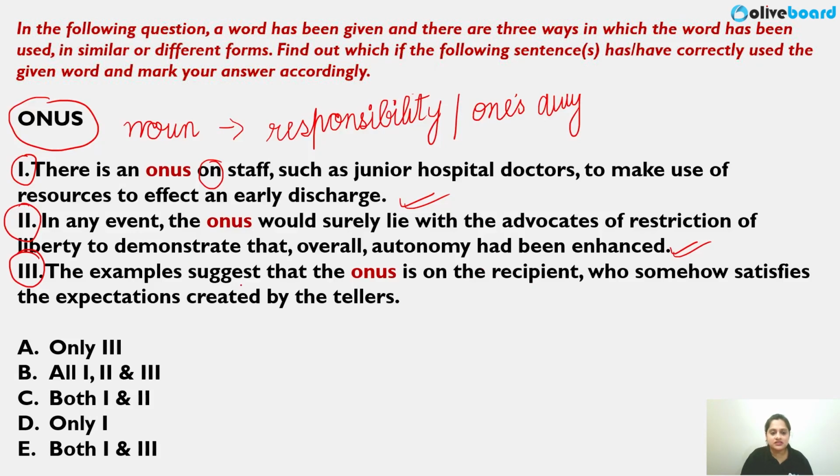The examples suggest that the onus is on the recipient. See, the burden is on the recipient. The responsibility, you can say duty, is of the recipient. The burden is on the recipient who somehow satisfies the expectations created by the tellers, right? So as a noun, it means burden, responsibility, or one's duty. These are the contexts it is used in.